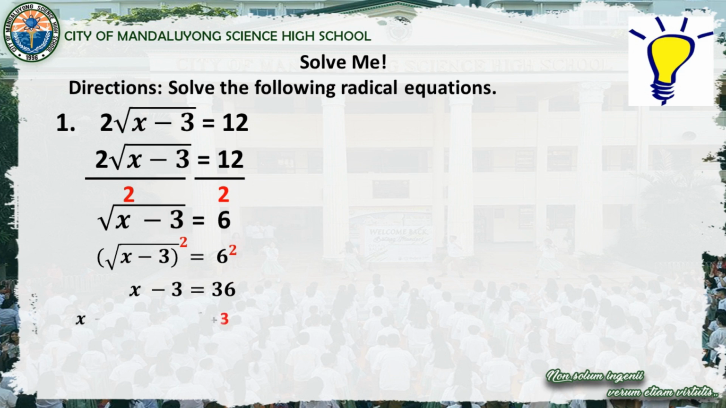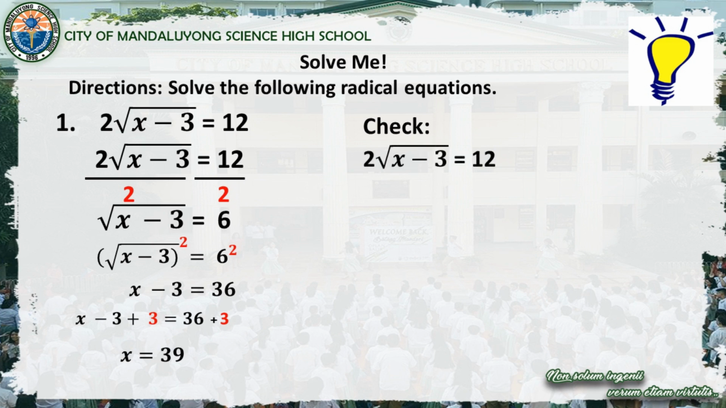To solve for x, just simply add 3 on both sides of the equation, that is by using the addition property of equality, and so our x is equal to 39. For us to really be sure that our answer is correct, we have to check. So go back with the original equation. 2 times the square root of x minus 3 equals 12. After that, just simply substitute or plug in x with 39, the one that we have obtained a while ago.